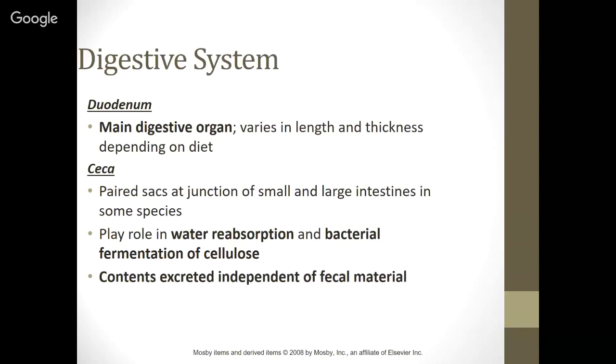The ceca, so they do have a cecum, but they're very small. They're paired sacs at the junction of the large and small intestines in some species. So there are some species that carry worms, cecal worms, and that's where we'll find them, in the ceca. The ceca play a role in water reabsorption and bacterial fermentation of cellulose. So if it's a plant-eating bird, they are more likely to have ceca. The contents are excreted independent of fecal material, so it's not part of the poop portion of the mute.